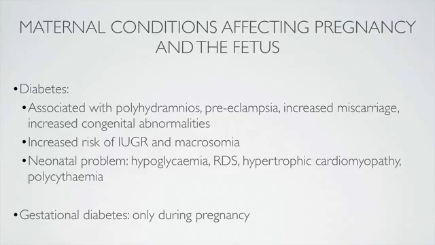Then at birth, they no longer have the maternal supply of high glucose, but the fetus is still producing insulin. And so their sugar goes low because they have high insulin, but they now have no sugar intake. So they're at very much increased risk of getting hypoglycemia. They're also at increased risk of respiratory distress syndrome, hypertrophic cardiomyopathy, and polycythemia.